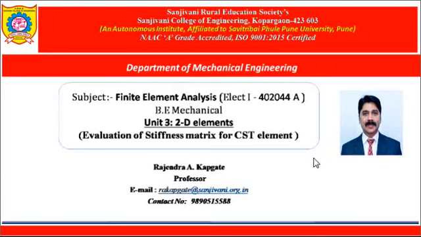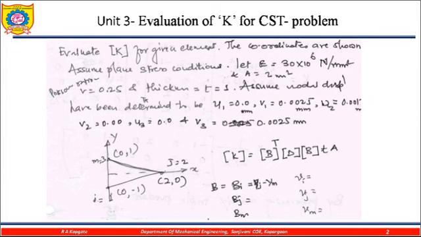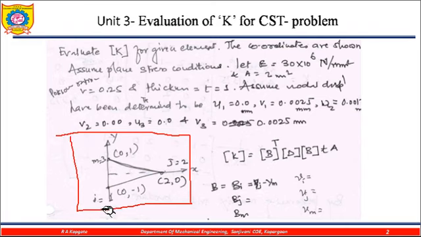Hello friends, let us move on to the last video of our unit 3, that is the problem on the evaluation of the stiffness matrix for the CST. So let us take the problem. The element is given, and their coordinates are also given. I is given as 0 and -1, j is equal to 2 and 1, and m is equal to 0 and 1. These are the xy coordinates.